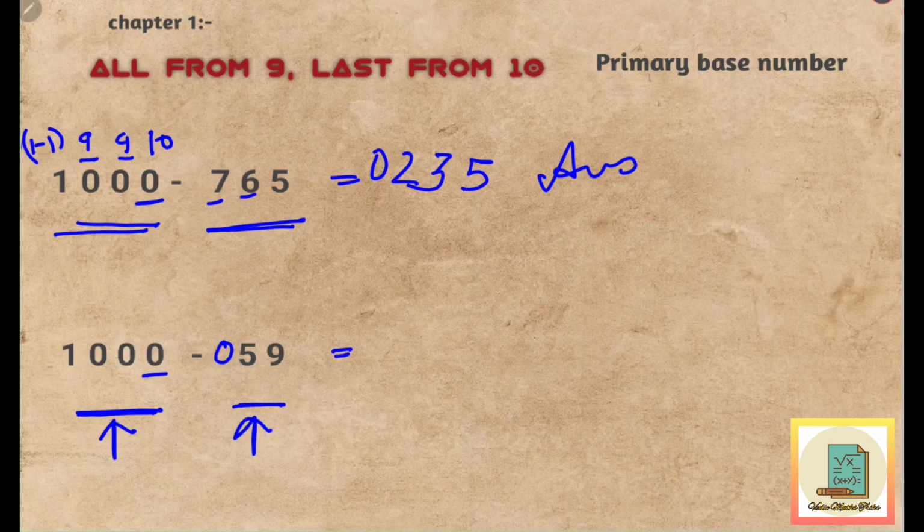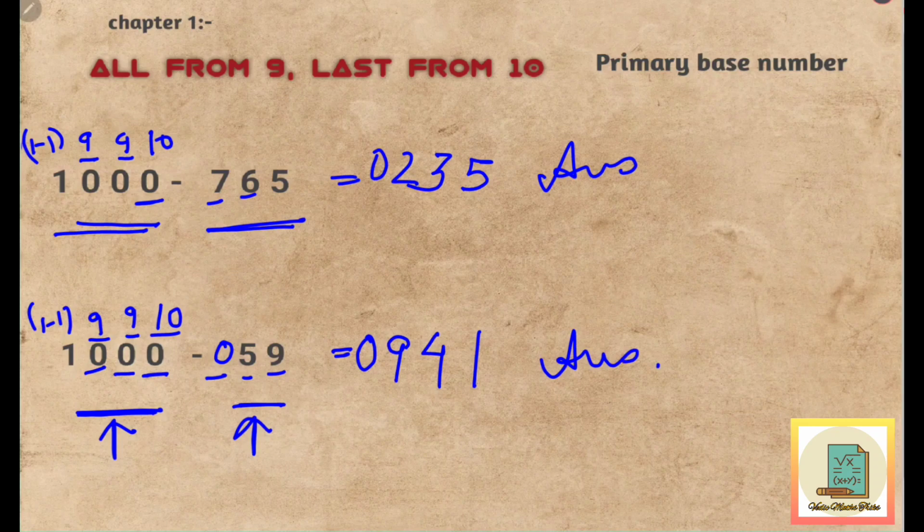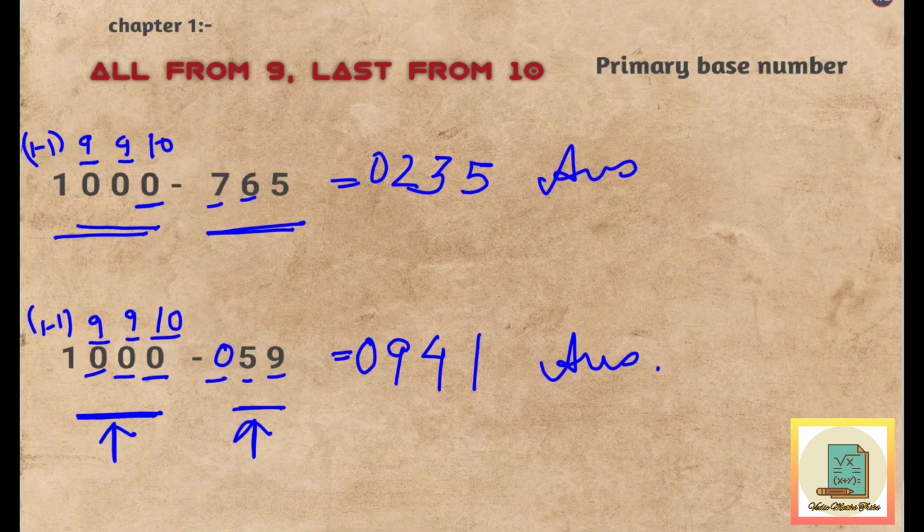Now, the last 0 we'll consider as 10 and rest all zeros we'll consider as 9 and 1 minus 1. Now, 10 minus 9 gives you 1, 9 minus 5 gives you 4, 9 minus 0 gives you 9 and 1 minus 1 is 0. So 941 is the answer. Now this is a very easy method and once we have mastered this method, we can do easily in our mind also. Now let's take some more examples of this method.